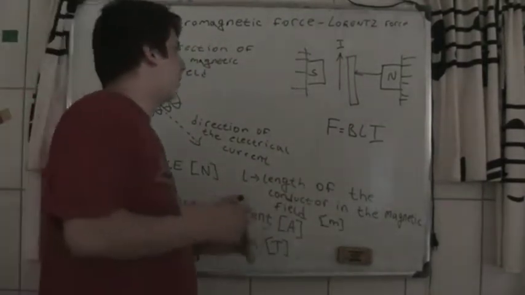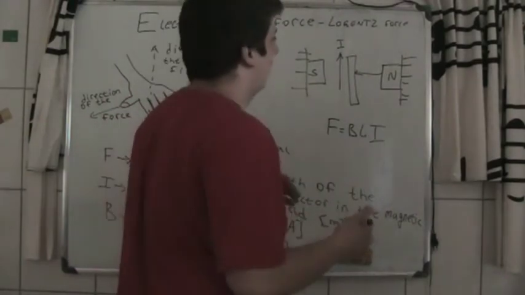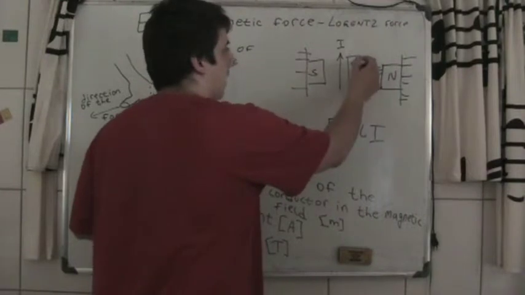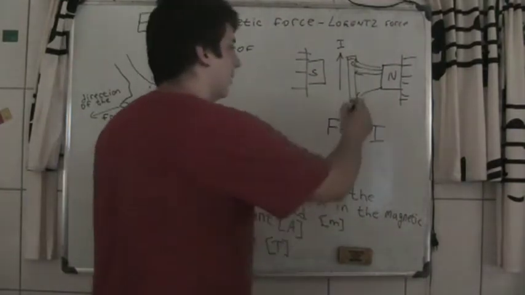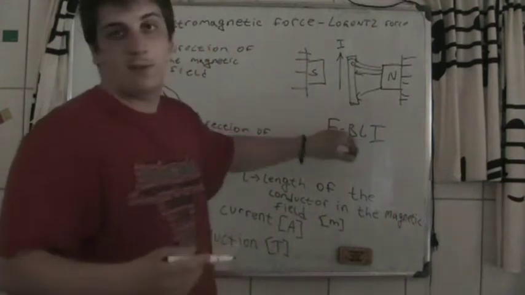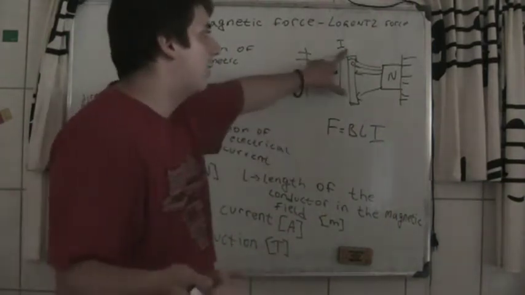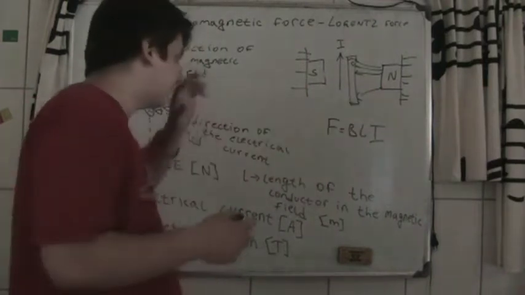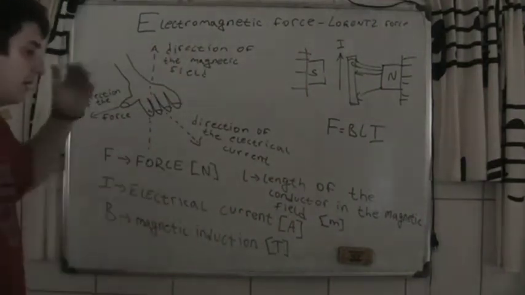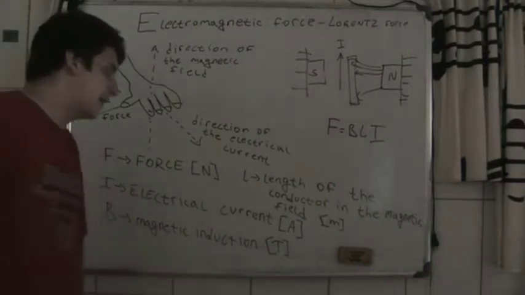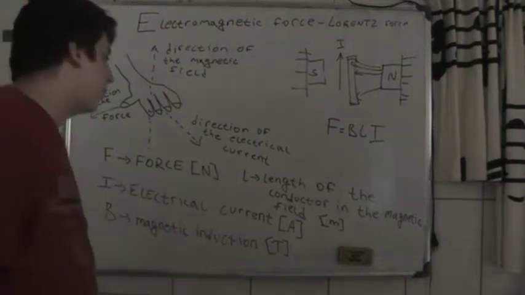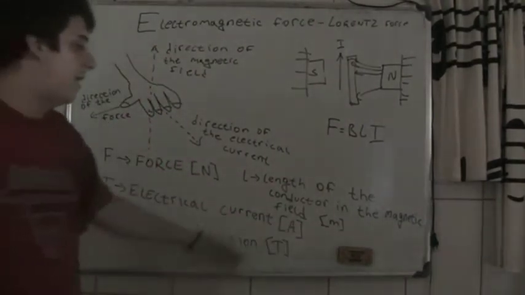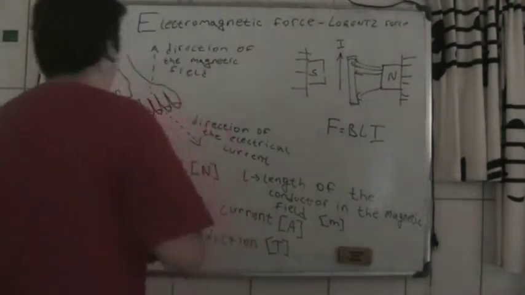So, for example, if you have a magnetic field like this, and this little part isn't in the magnetic field, you don't calculate it. You just calculate the length that is in the magnetic field. B is the magnetic induction. We already knew it's measured in Teslas. The length is, SI unit, measured in meters, and I is electric current measured in amps.